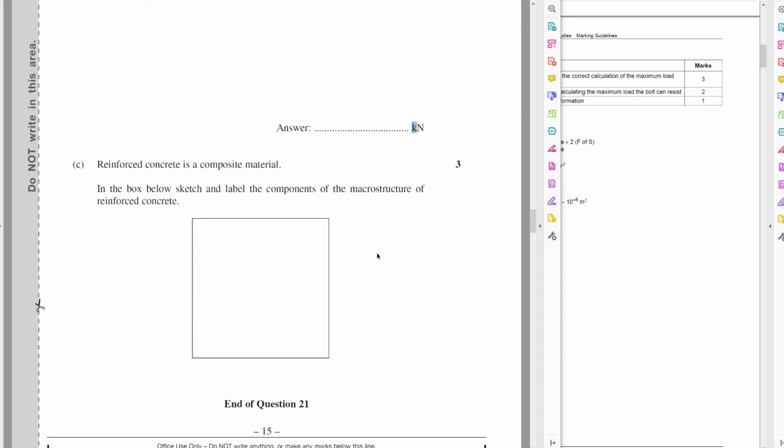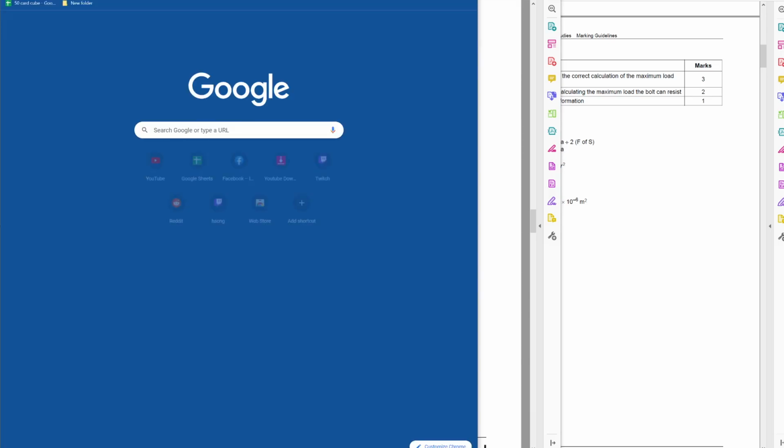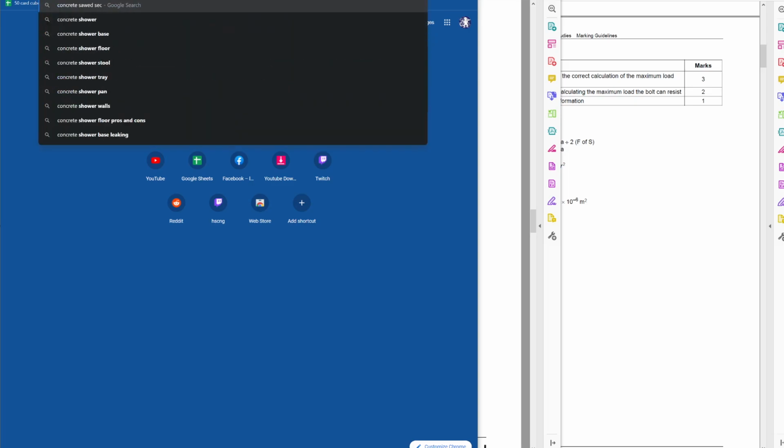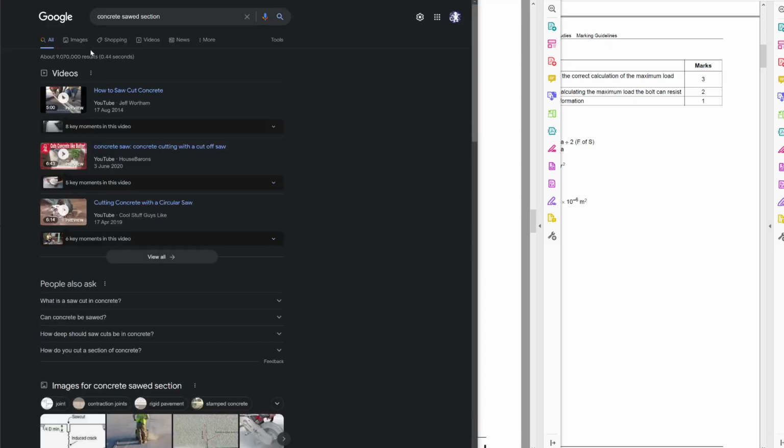Okay, this is a good question. Sketch below and label the components of the macrostructure of reinforced concrete. So macrostructure is what you can see with your eyeballs, and we have some samples at school where we just show what concrete looks like if it's shown in section. The problem is I can never find any really great pictures of this on the internet. So let's make a, I mean, I would love to be able to just quickly find one.